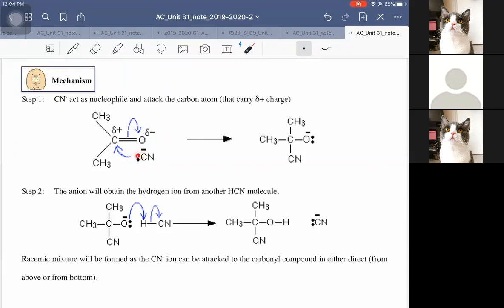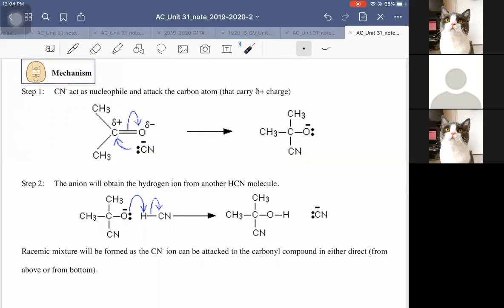Right, so after the lone pair attacks the partially positive charged carbon, it will push the electron towards oxygen, and then you will form this intermediate. And then, because of the lone pair on the oxygen now, it will then attack the hydrogen on the HCN, hydrogen cyanide, and then reform the cyanide ion. Okay. So, any questions for here?